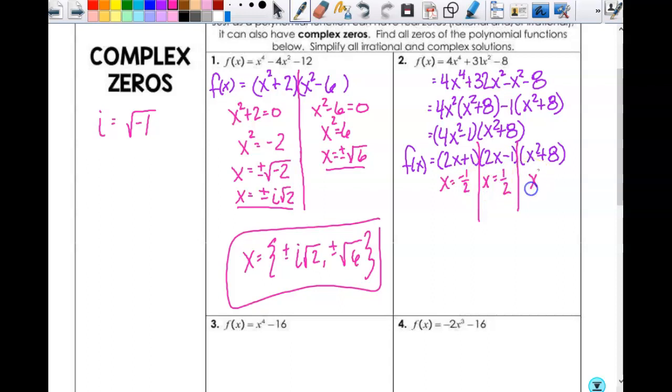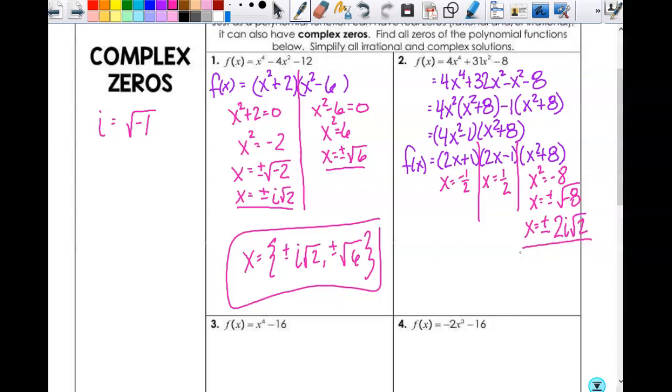Then this is going to give me x squared equals -8. So x equals plus or minus the square root of -8. So that negative is going to come out as what? i. And then I have to simplify the square root of 8. What does that simplify to? 2 square root of 2. Good. Excellent. So this is going to be plus or minus 2i times the square root of 2.